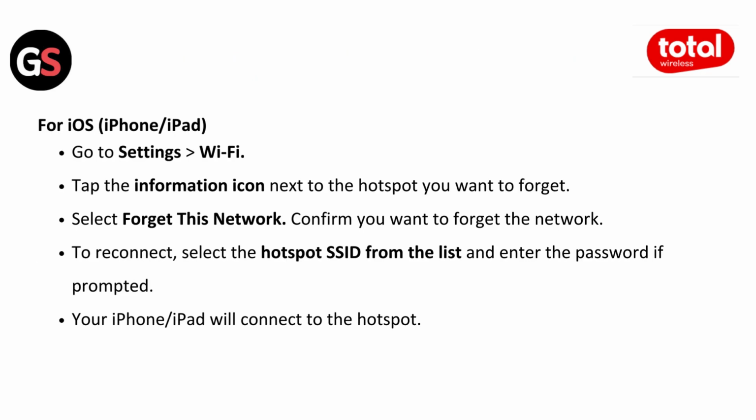For iOS, like iPhone or iPad, go to Settings, then Wi-Fi. Tap the information icon next to the hotspot you want to forget. Select Forget This Network. Confirm you want to forget the network. To reconnect, select the hotspot SSID from the list and enter the password if prompted. Your iPhone or iPad will connect to the hotspot.